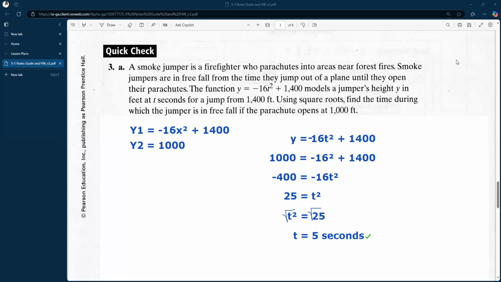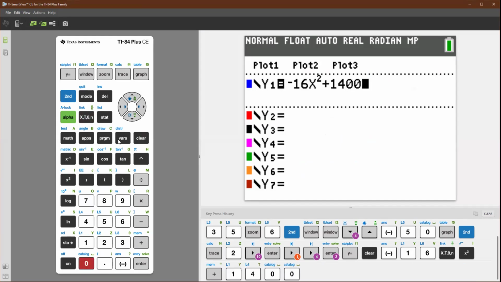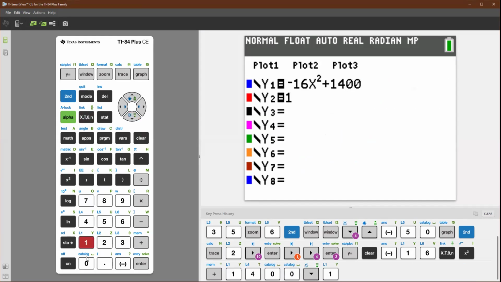That is solving our equation algebraically. Let's solve it graphically using our graphing calculator. I will switch my screen to my calculator. Going to my Y menu, I'll clear this one out and put in my new equation. My new equation is -16x squared plus 1,400. My second equation is 1,000. That's y equals 1,000. And we are doing a system of nonlinear equations, one linear, one quadratic.